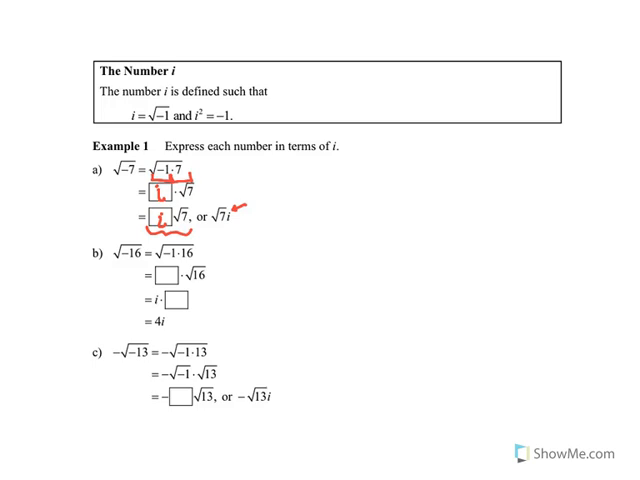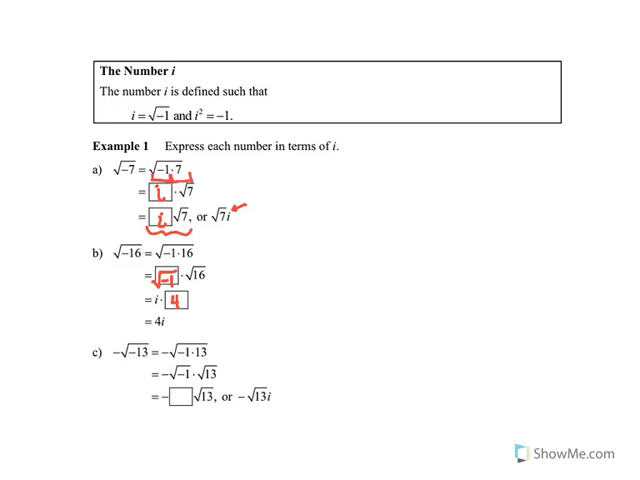What if I have something like the square root of -16? I know that -16 is the same as -1 times 16, which is the same as the square root of -1 times the square root of 16. The square root of -1 is i, and the square root of 16 is 4. Or we write it as 4i, putting the number before the variable.